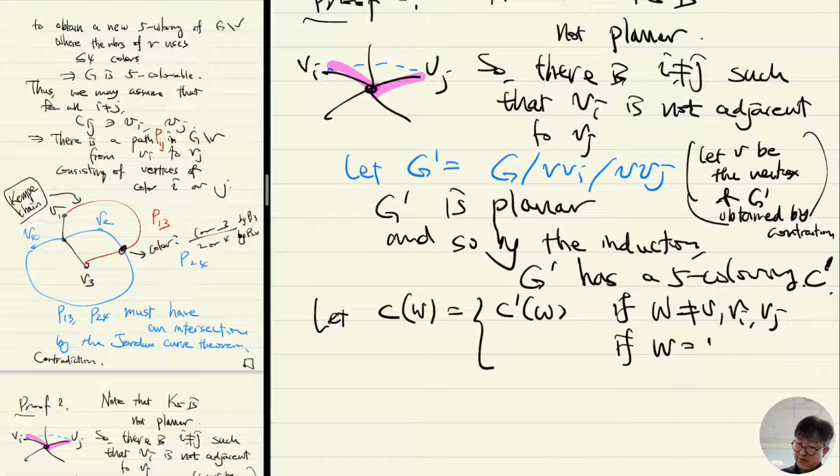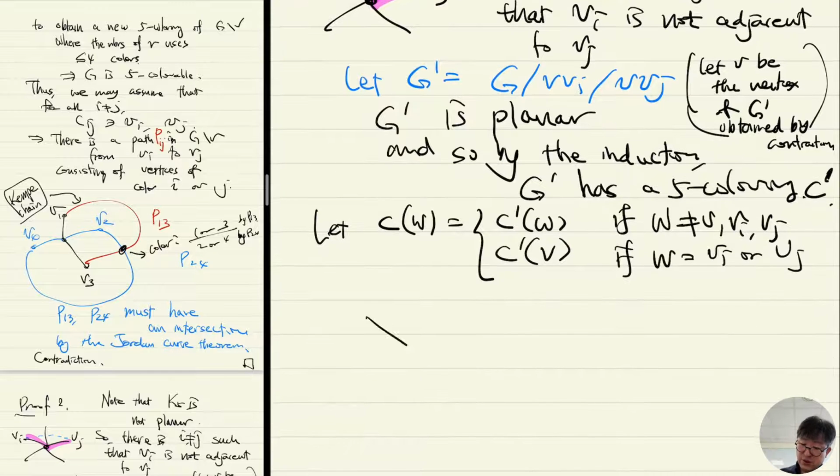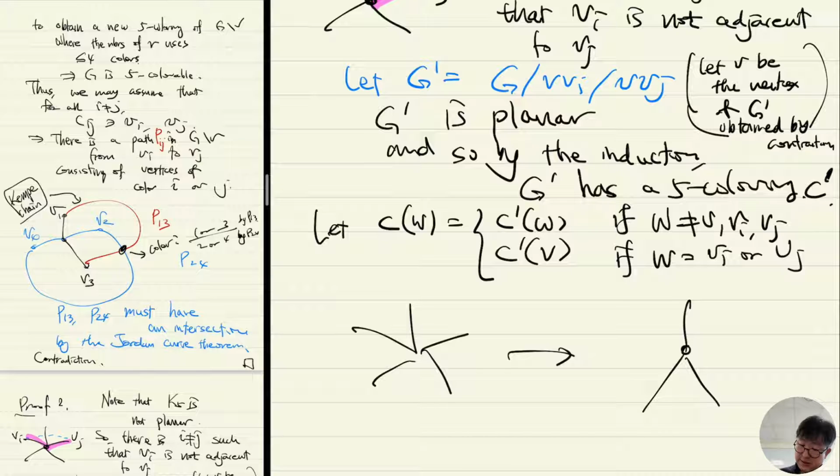If W is Vi or Vj, we just copy the color of V. Right. So when you have this, 1, 2, 3, 4, 5, you contract it. So this may have other edges, right? So I have a color of this guy. So use that color to color these two, and all others stay same.